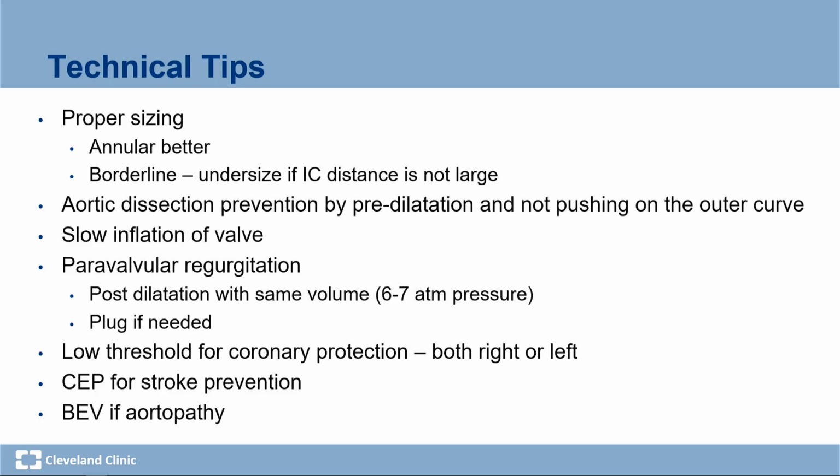The coronary artery occlusion rate is a little bit higher with a bicuspid valve. So if you are in doubt, you may want to consider to protect the coronaries. Stroke prevention, the CEP is important. And balloon expandable valve, if there is aortopathy, is better, in my opinion, than the self-expanding valve because it does not touch the ascending aorta.